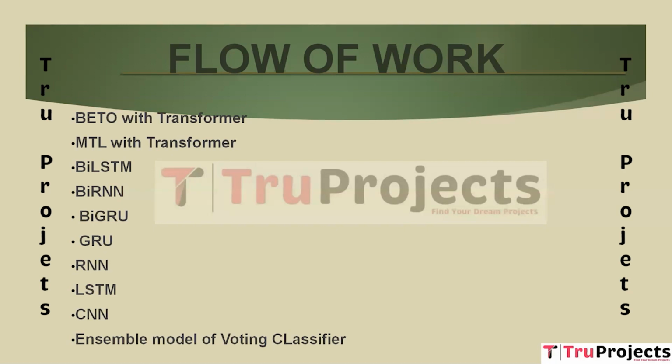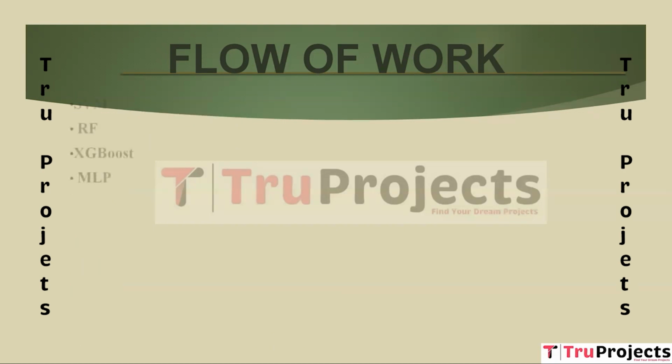Ensemble model of voting classifier. The ensemble model combines the predictions from multiple base models, for example BERT, BiLSTM, SVM, and assigns the final prediction based on a majority vote. This often improves overall prediction accuracy. SVM, support vector machine. SVM is a traditional machine learning algorithm effective for binary classification tasks like hate speech detection. It finds a hyperplane to separate the classes in the feature space.